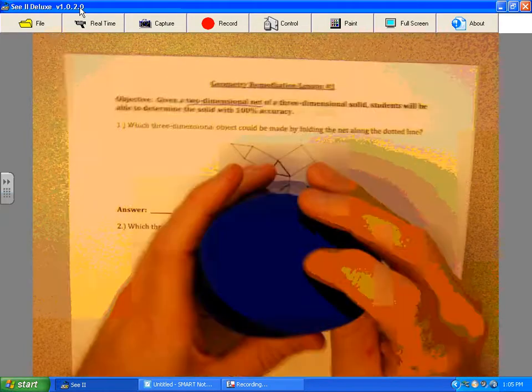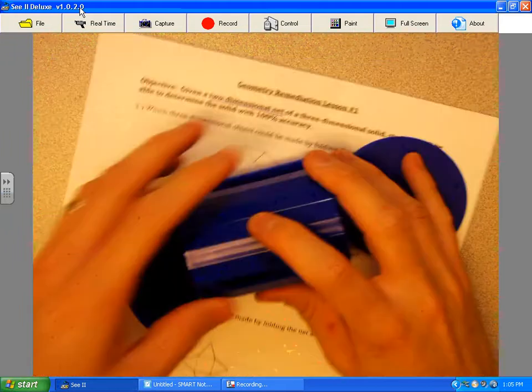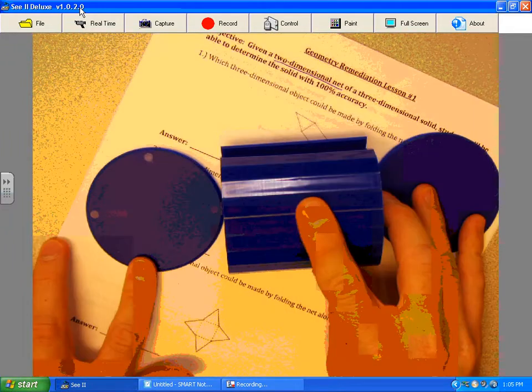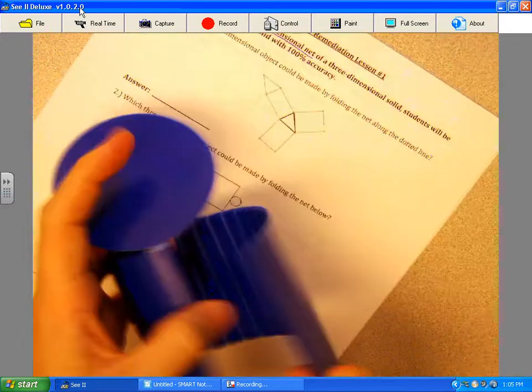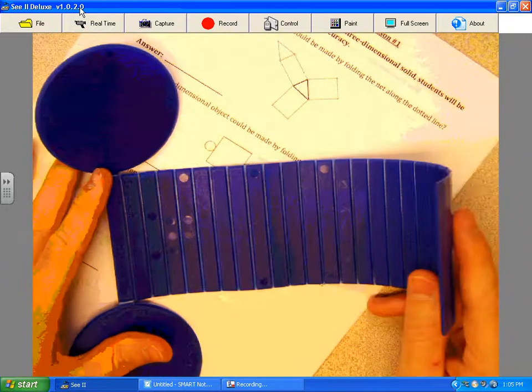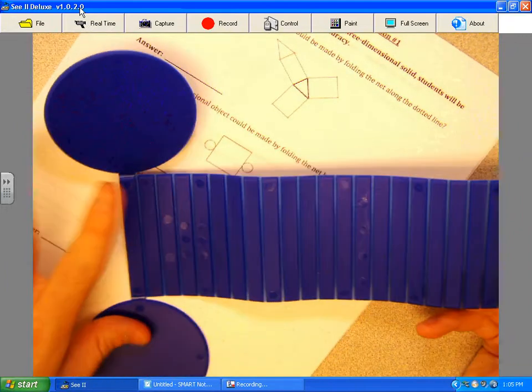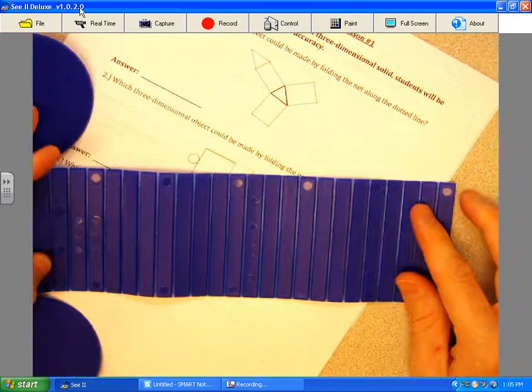you can see that both the top and the bottom of the cylinder are circles, and then when we roll out the middle, we end up with a rectangle. So a cylinder's two-dimensional net is two circles and a rectangle.